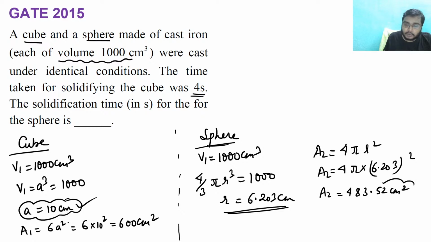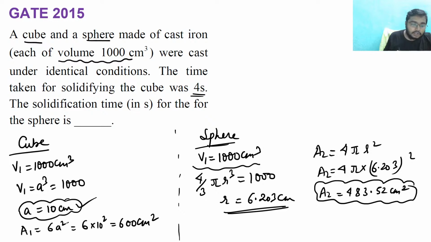483.52 centimeter square. So you are getting this a2. You know this v1. You know this a1. You know this v1 and v2. Both are the same things. Now you know these things. Now you can apply that the total solidification time is actually proportional to (v by a) whole square.